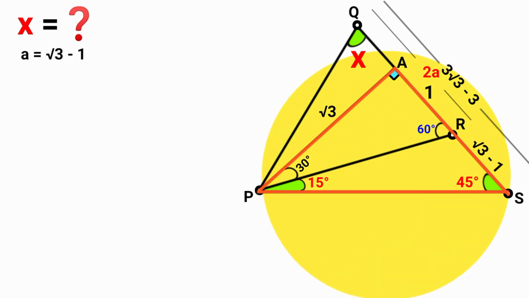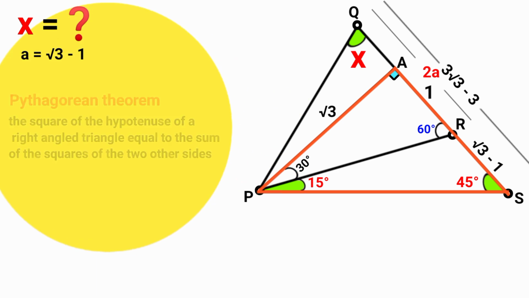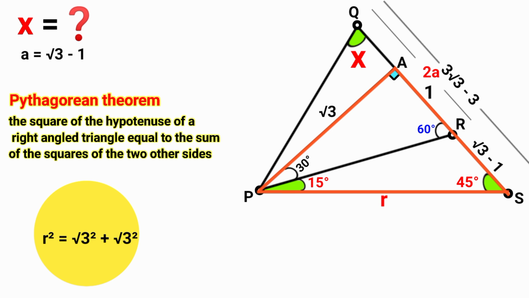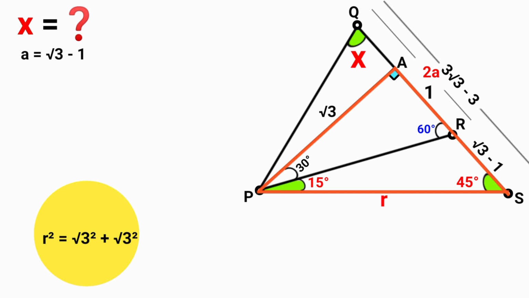Now still on this triangle, since it is a right angle triangle, we use the Pythagorean theorem, which states that the square of the length of the hypotenuse of a right angle triangle is equal to the sum of the squares of the length of the two other sides. The hypotenuse is the side facing the right angle, which is this, say r. So r squared equals root 3 squared plus root 3 squared. Root 3 squared is 3. 3 plus 3 is 6. So r squared equals 6.